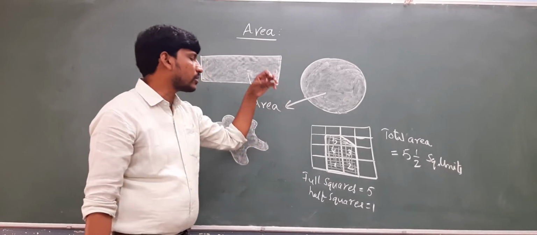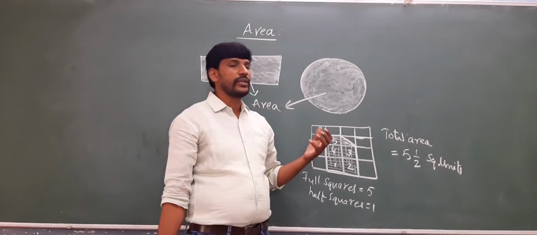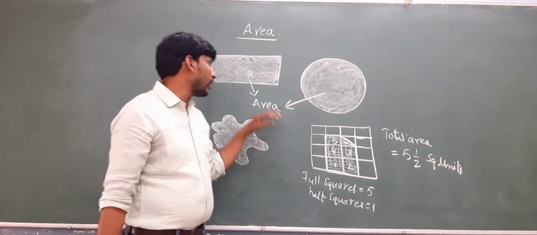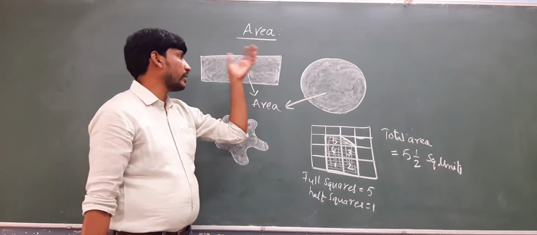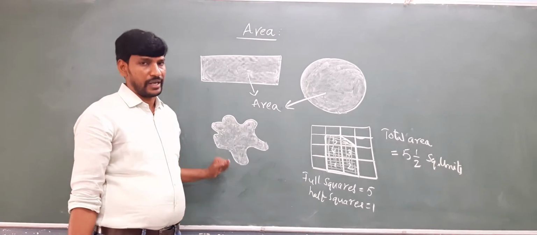By counting the squares, you can find out the area of the shaded region. Not only for regular shapes, but for any closed figures or irregular shapes also, we can find the area.